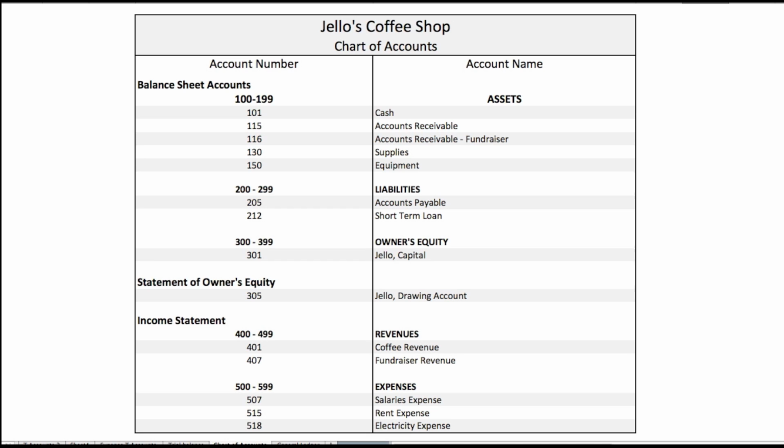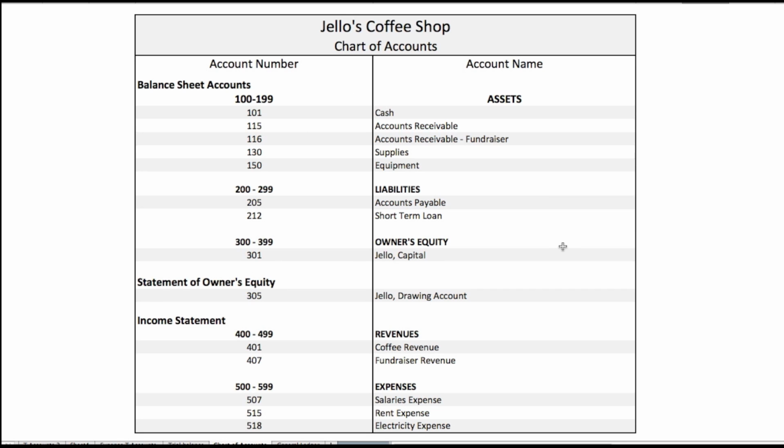Okay, so you'll notice this is Jello's Coffee Shop chart of accounts. You will see that they are listed. The 100 to 199s, I've listed all of the asset accounts. I've given them each their own number. Same with the 200 to 299s, the liabilities like the accounts payable and the short-term loan that Jello still owes. Of course, Jello's equity is a 300 level account, and that finishes out the balance sheet accounts.